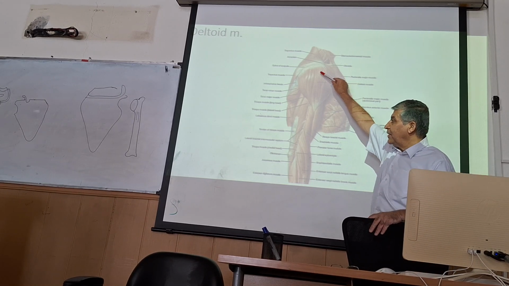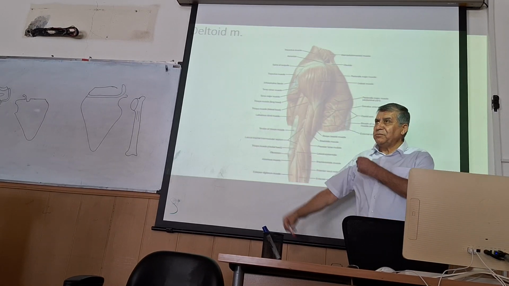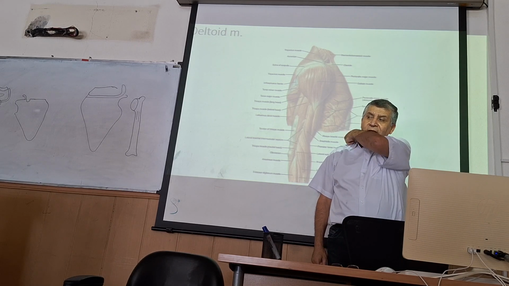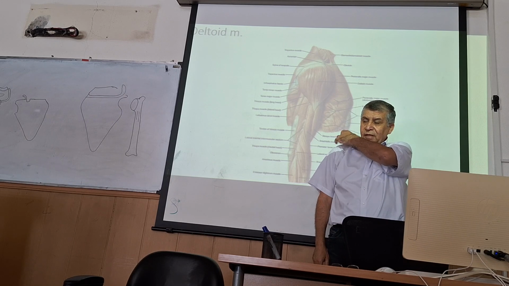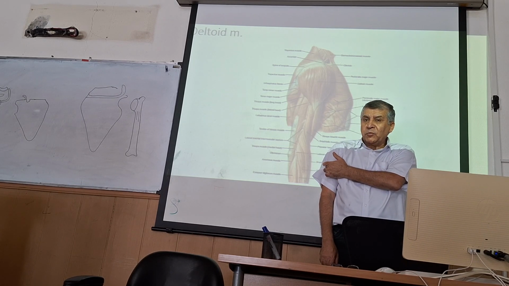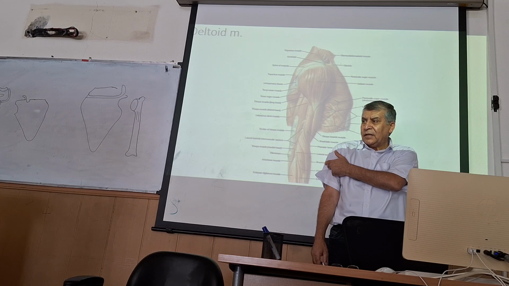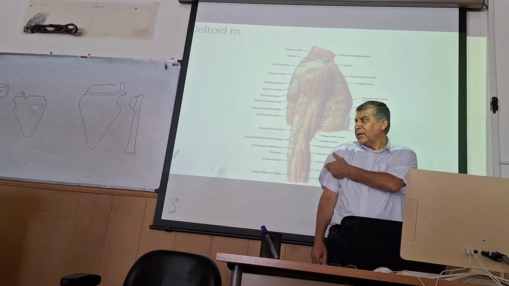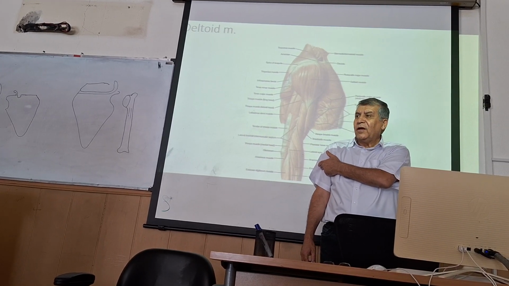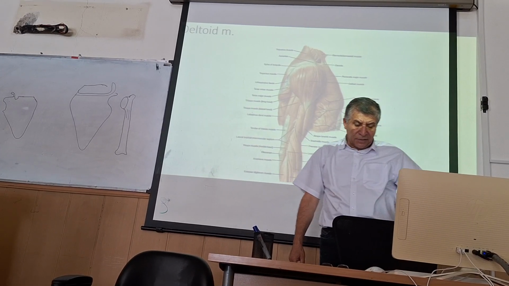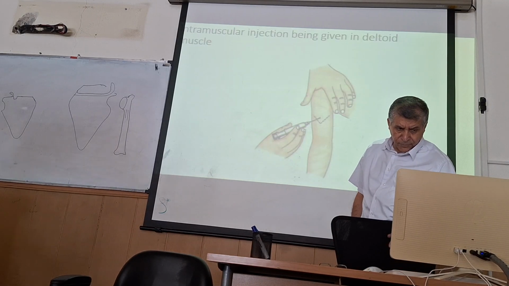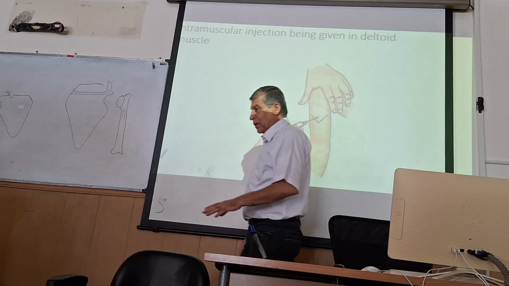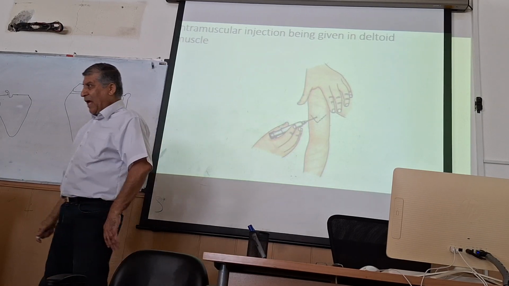Deltoid muscle. The deltoid muscle originates from the clavicle, acromion, and spine of the scapula. It inserts into the deltoid tubercle on the lateral side of the humerus. It is innervated by the axillary nerve. The lower part of the deltoid is important for injection because there is no nerve deep.